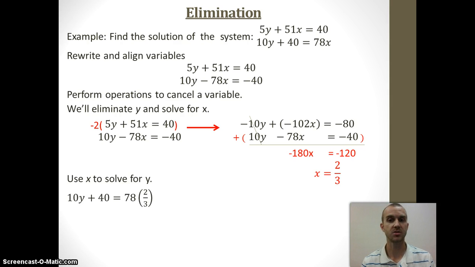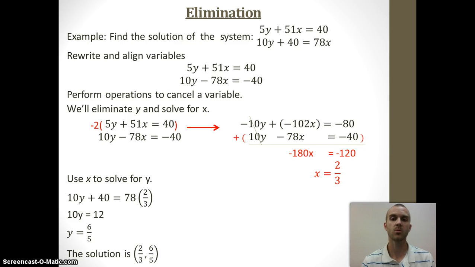And again, I can choose either of the two equations, so this time I'm going to use the other equation to solve for y. So 10y plus 40 equals 78 times 2/3. I get that 10y will equal 12, so y is 6/5. So again, the solution is 2/3, 6/5. So elimination and substitution both will produce those same values and give you accurate answers, just maybe one will seem easier to you depending on how those variables look.